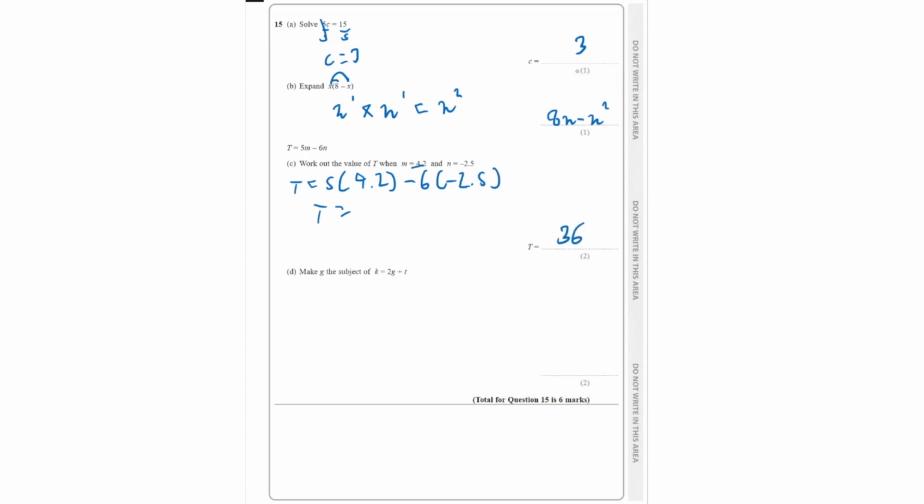Make g the subject of k is equal to 2g plus t. So we can see that g here is stuck to 2. How do we remove that 2? We can't divide by 2 straight away. We have to bring t to the other side. And when bringing something to the other side, we flip its sign. So now it's k minus t is equal to 2g. Now we can divide by 2. This cancels out. So we simply get g is equal to (k minus t) divided by 2.